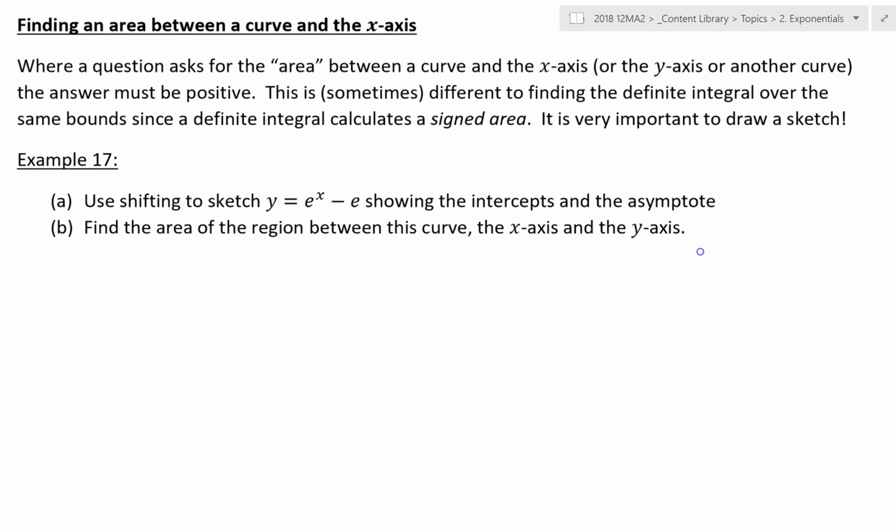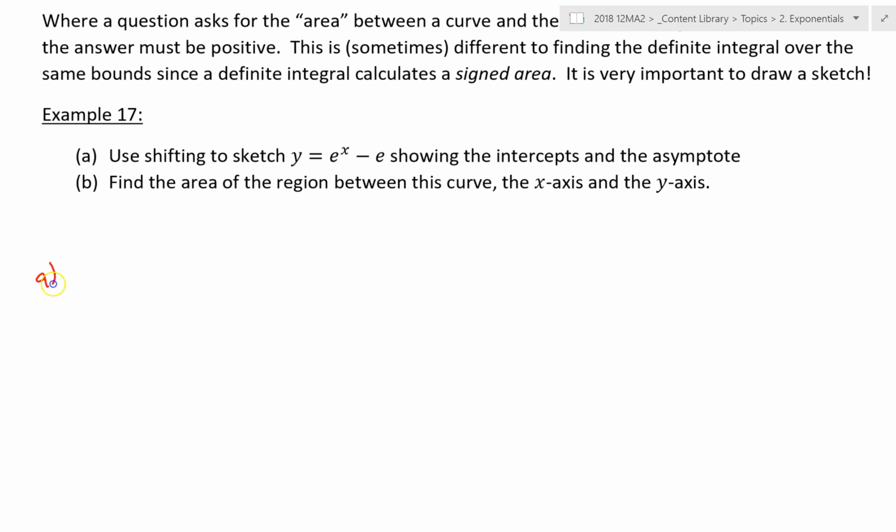So, we have y equals e to the x minus e, and I much prefer to write these things as y plus e equals e to the x. I compare that to my basic function, and I say, right, what's happened here is I have shifted down e units in the vertical axis. So this is y equals e to the x shifted down e units.